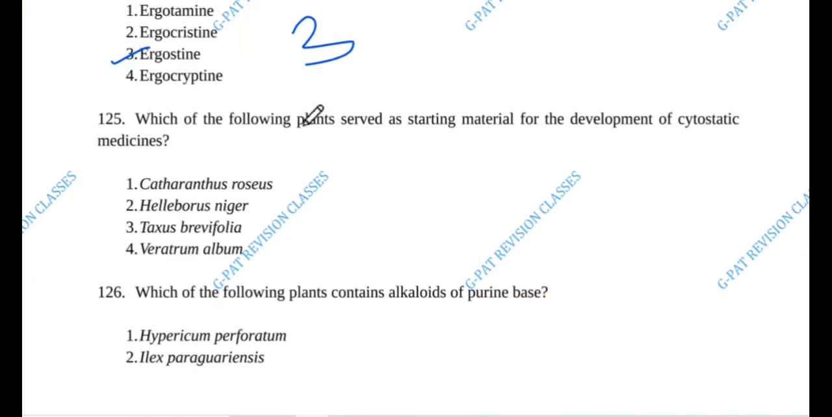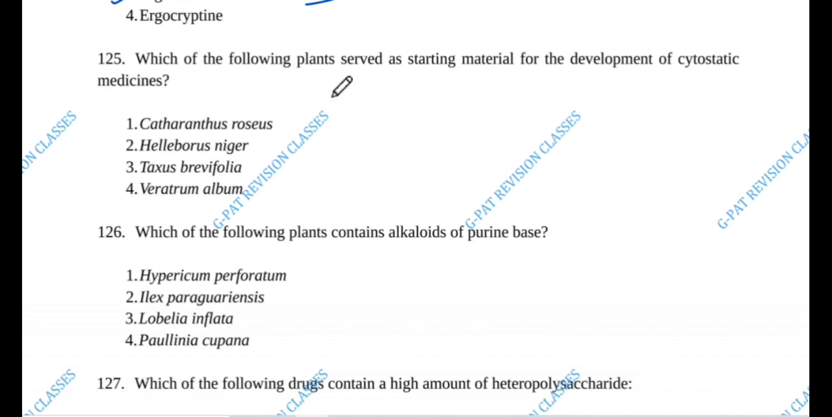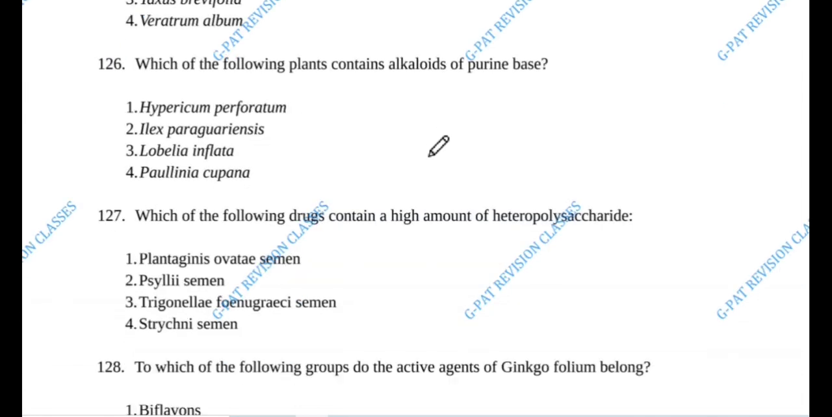Next is question number 125. Which of the following plants serves as a starting material for the development of cytostatic medicine? The answer is second, Helleborus niger. The answer is second.